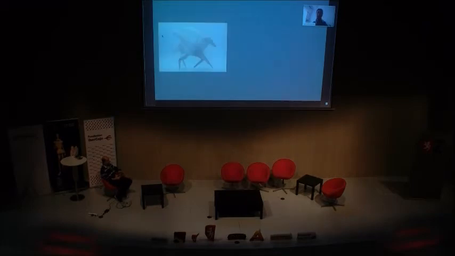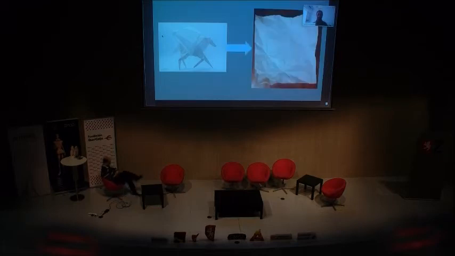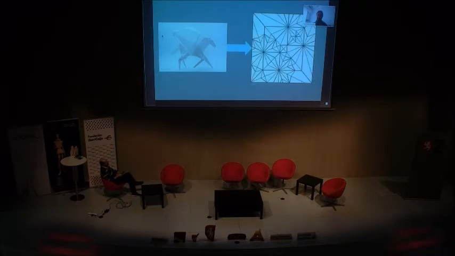So we can begin by thinking about crease patterns as a way to unfold a given model, a given figure, and translate it into lines. And these lines represent all the folds that we can find given the structure of a given origami figure.